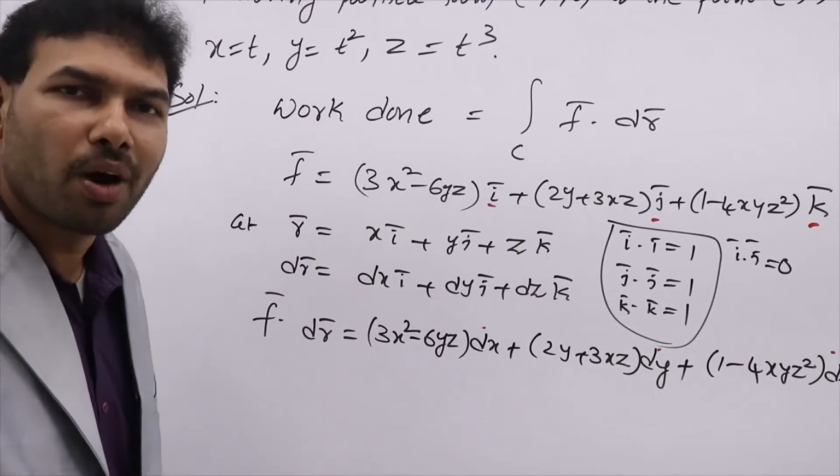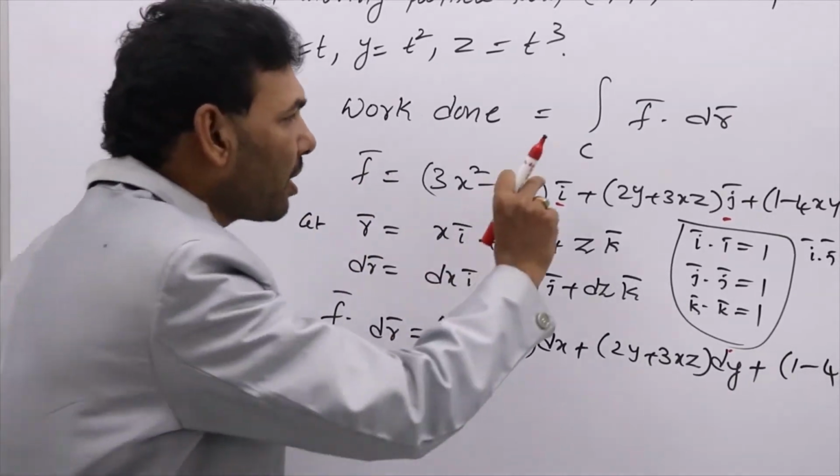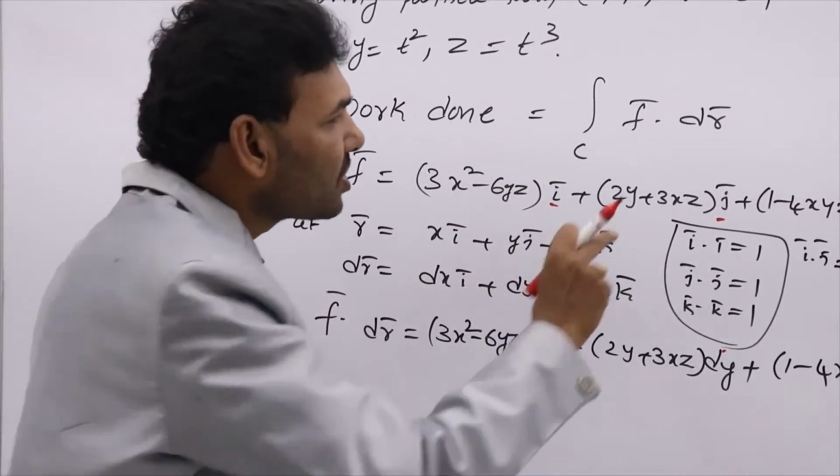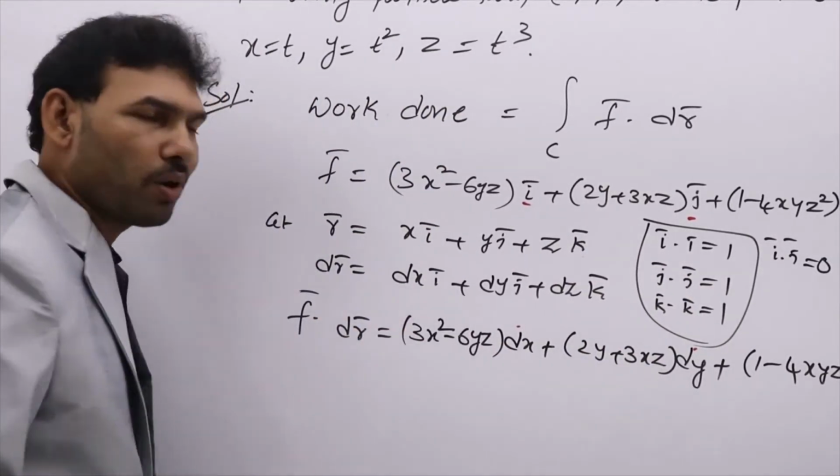Directly you can write f bar dot dr bar. How? Simply in f bar, replace i bar with dx, j bar with dy, k bar with dz. Then directly you will get f bar dot dr bar.